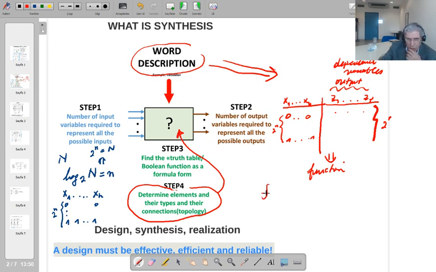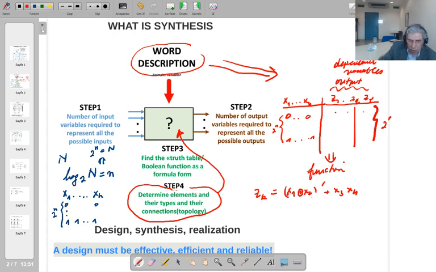Example, let's say your function is x1 xor prime, let's say this is xor, and x3 x4. So this is a formula which represents one of the variables, one of the outputs. So maybe you might call it zp instead of f. Zk function. So that's the truth table of this function. If you transfer this function to a formula like that, that formula gives me that information, isn't it?